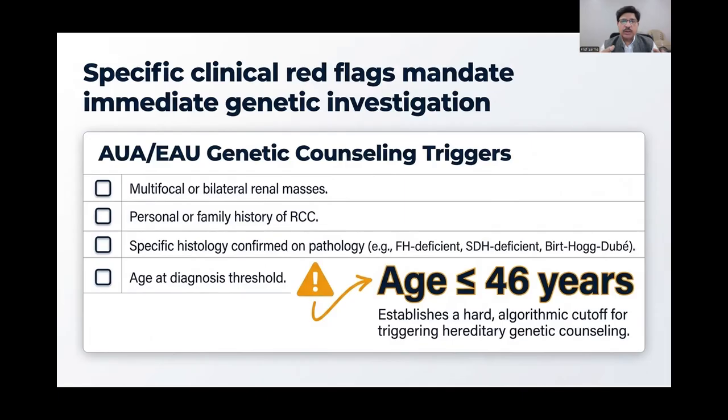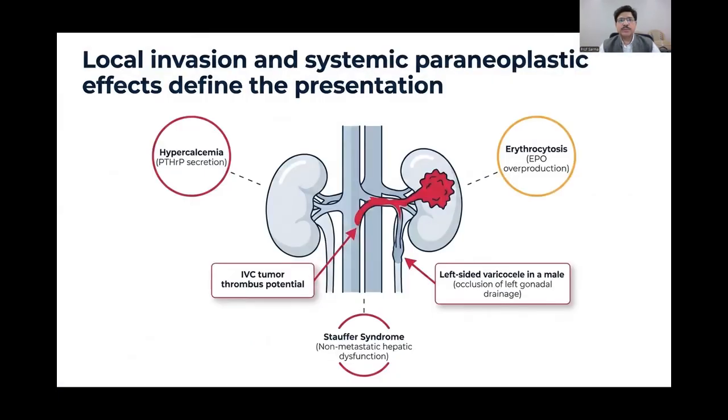Or specific histology confirmed on pathology. What are they? Histologically, we have FH deficient, SDH deficient, or the Birt-Hogg-Dubé type, and the ALK. If we find any of these things, age plus any of the three things: multifocal tumor, bilateral renal masses, personal or family history of RCC, specific molecular biology type confirmed, then you are bound to do the genetic evaluation.